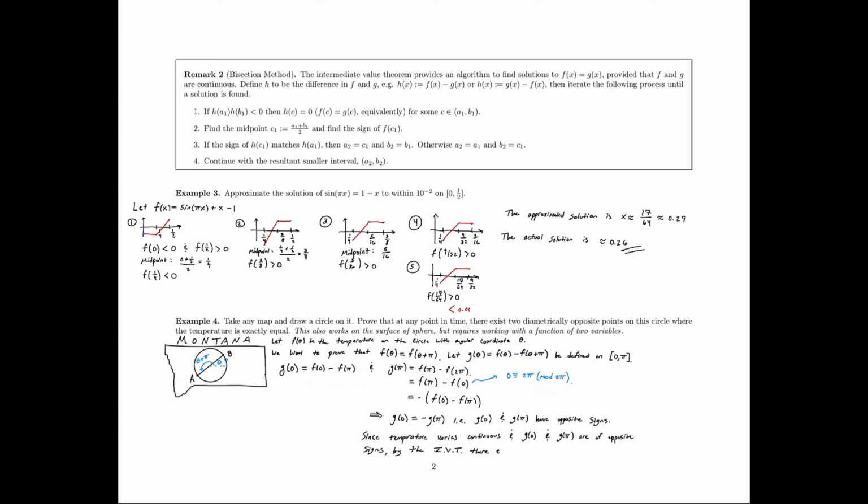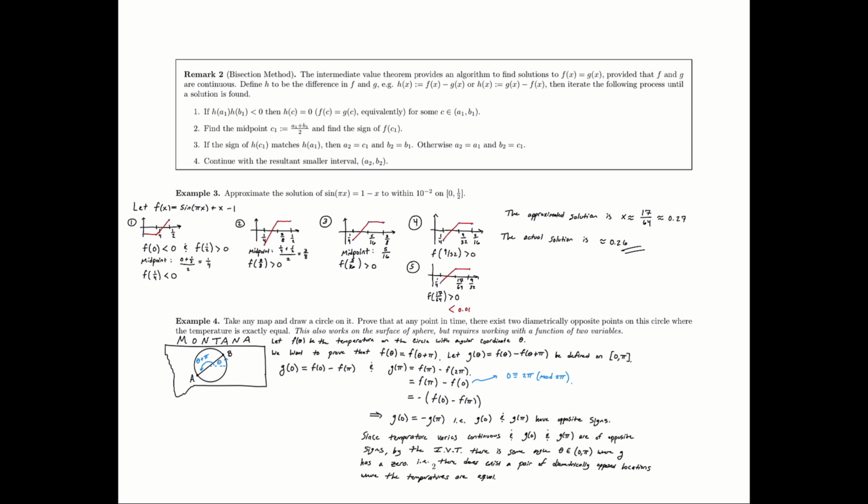there is some angle theta between 0 and pi where, let's say, g has a 0, i.e. there does exist a pair of diametrically opposed locations where the temperature is equal. Which I have always thought is pretty wild.